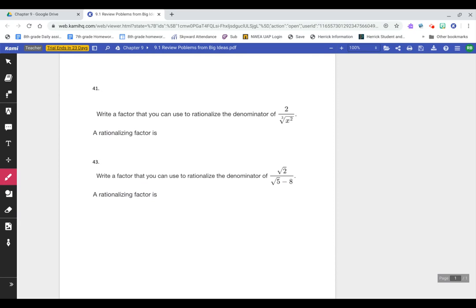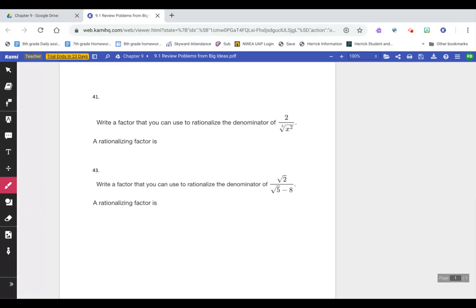a lot of you ended up solving the problem, but they didn't ask you to solve it or simplify it. They asked you to find out what the rationalizing factor was. So a lot of you figured that out, but then you continued on and moved forward and simplified it.